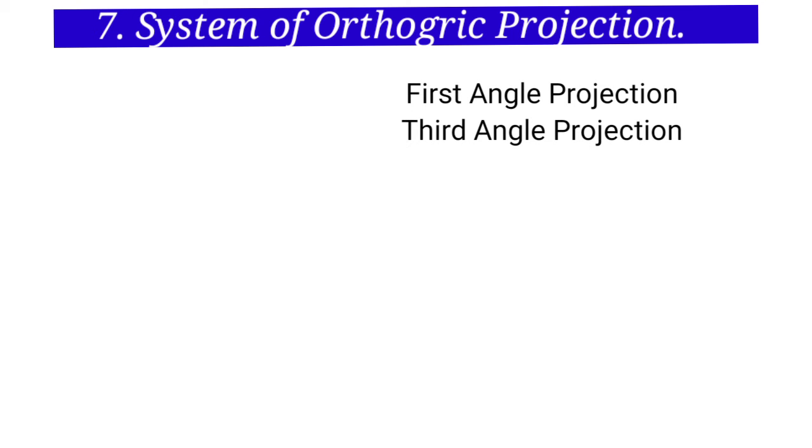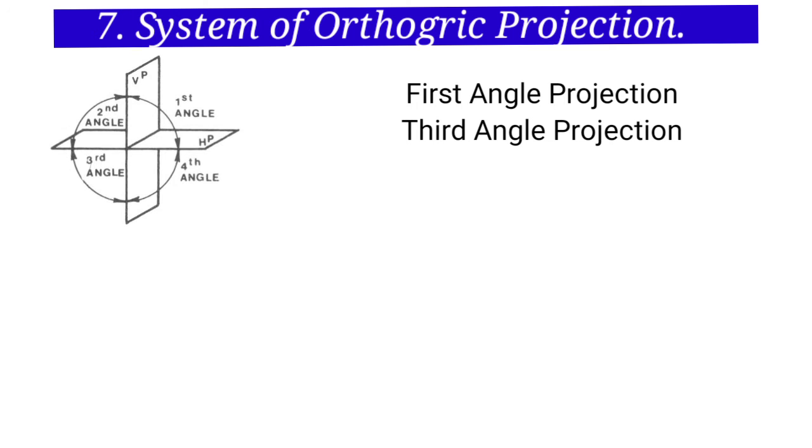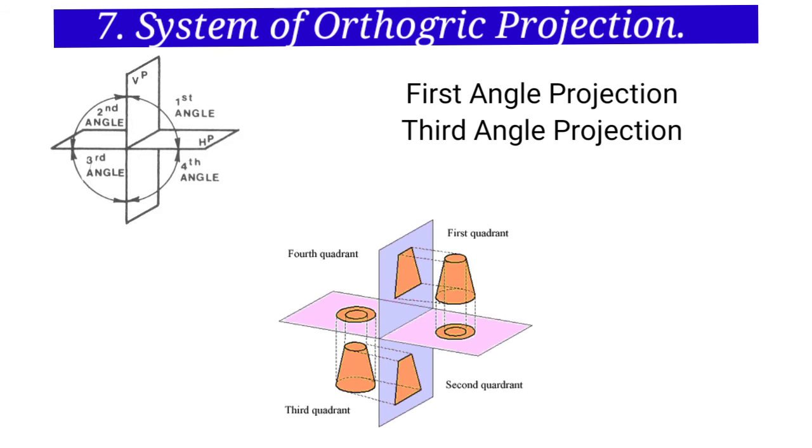Orthographic views of any object can be represented by either of two systems of projection, that is, the first angle projection and the third angle projection. These are named according to the quadrant in which the object is imagined to be placed for the purpose of projection. The shape and size of views are the same in these two systems. The only difference lies in the relative position of the various views.